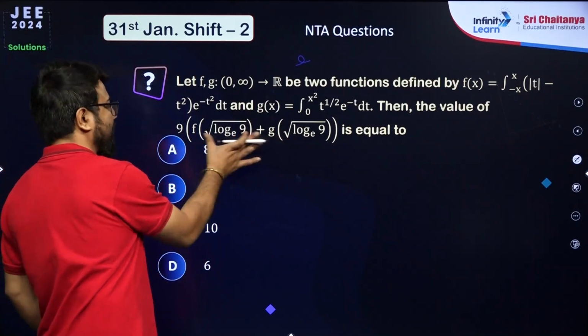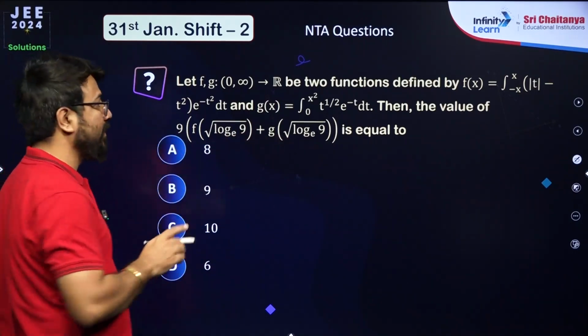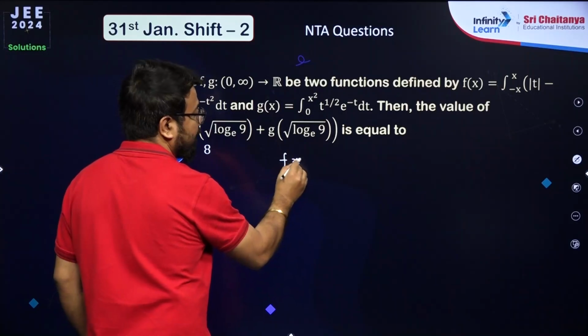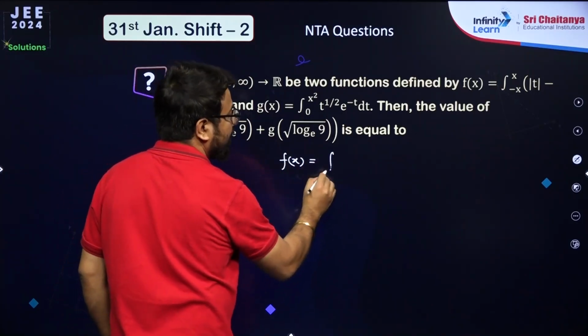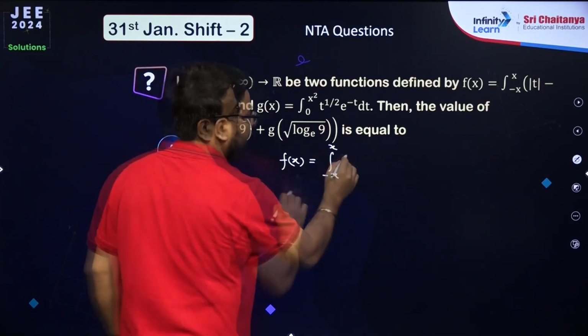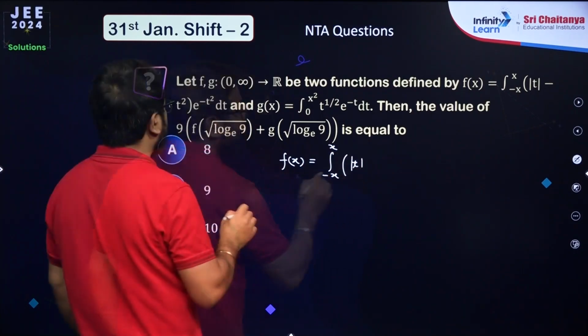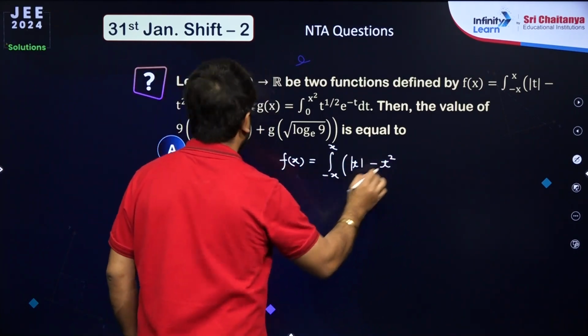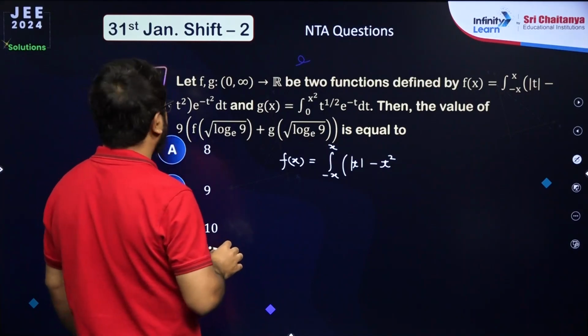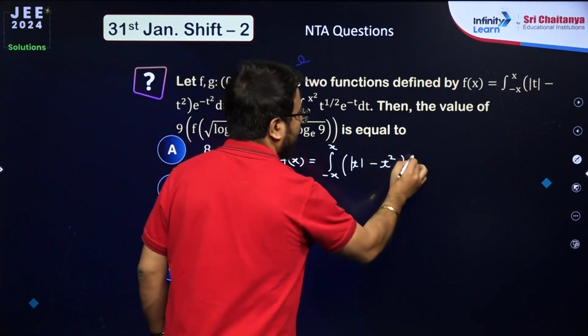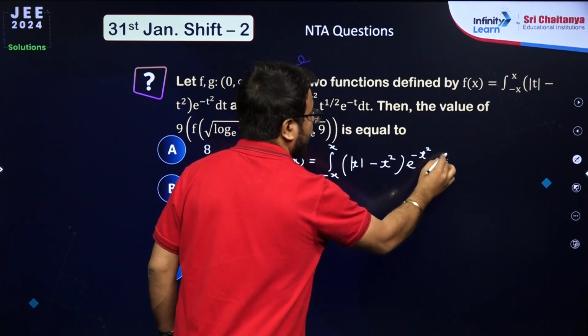This complete sum is multiplied by 9 over here. Let us write down the value of f(x). The f(x) value is the integral from minus x to plus x of mod of t, then t square, and again it is being multiplied with e raised to the power minus t square dt.